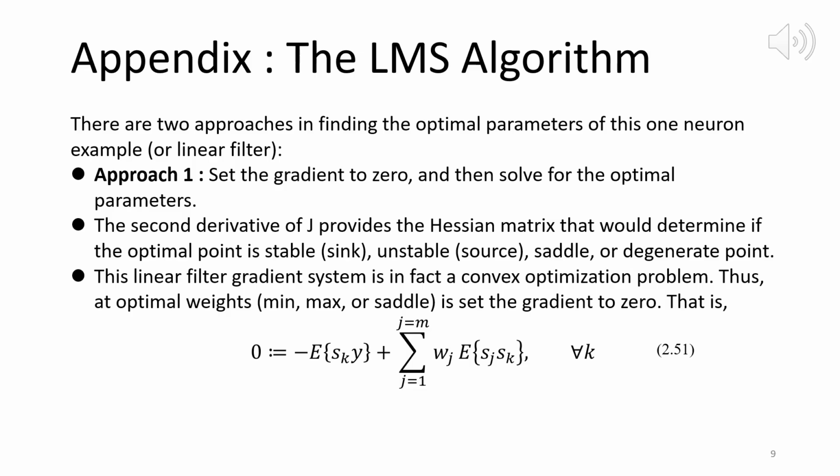Approach 1, set the gradient to 0, and then solve for the optimal parameters. This linear filter gradient system is in fact a convex optimization problem. Thus, the optimal parameters can be obtained by setting the gradient to 0 and solving the equations shown in equation 2.51. But we need to use the second derivative of the loss function, that is the Hessian matrix, to determine if the optimal point is stable, unstable, saddle, or degenerate point.